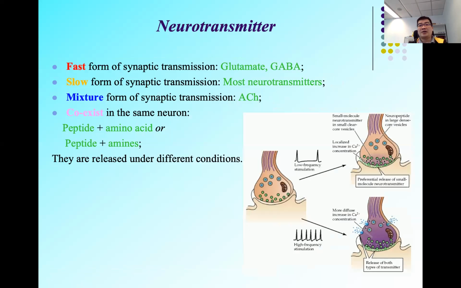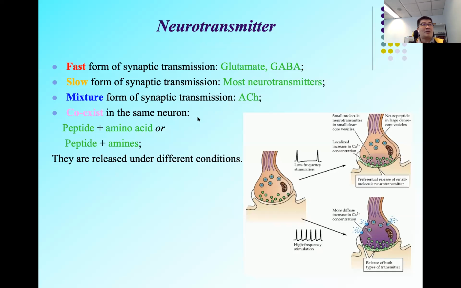So some more classifications. There are fast forms of synaptic transmission that include glutamate and GABA. Fast means that the action will be fast. When we talk about those, you see that it is because ion channels are involved. Now there is also a slow form of synaptic transmission. Most neurotransmitters involve the slow form, which is more involved with G protein coupled receptors. Okay. Now, some examples are a mixed form of synaptic transmission, both fast and slow, which involves acetylcholine, for example.